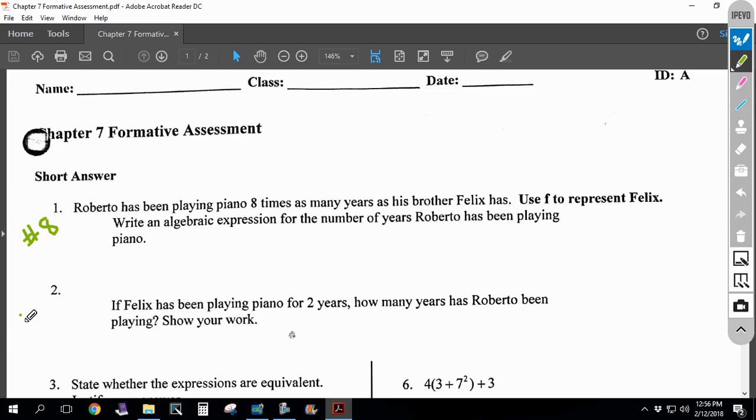Now, learning target number 8, we actually didn't do a learning video for learning target 8, but the reason why is because we kind of do this in learning target 1. So that's why we didn't do a video on it, but still I want you to put your check or your X in learning target 8.